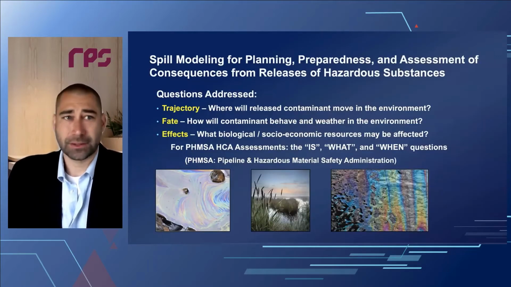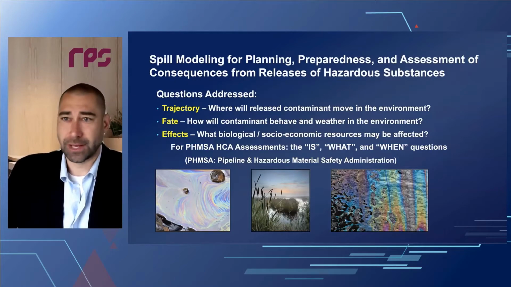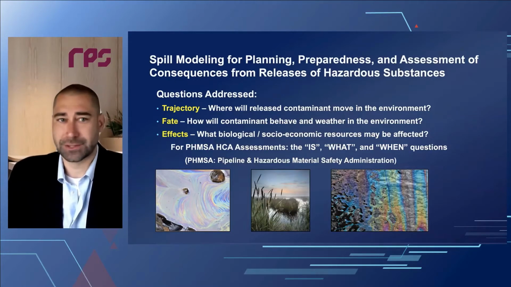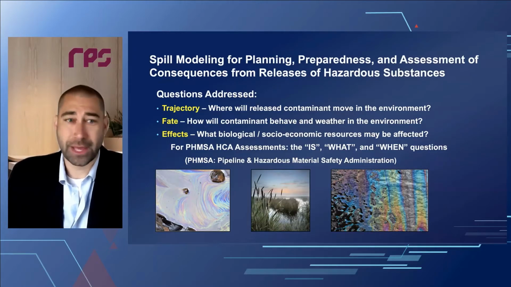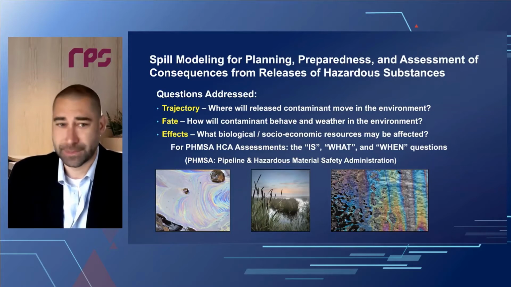So for those that aren't aware, spill modeling has been used for planning, preparedness, and assessments of consequences from releases of hazardous substances. And there's essentially three questions we look at: trajectory, fate, and effects. If there's going to be a release, where's it going to go in the environment? How would it behave? And ultimately, what would that mean from a biological or socioeconomic perspective?